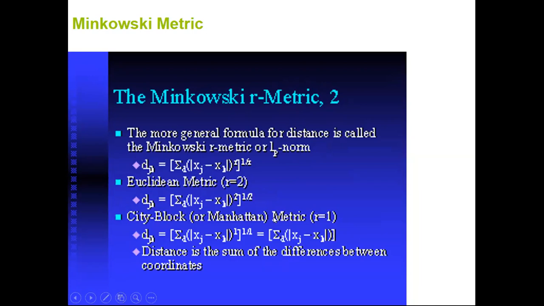Then you have Manhattan. This is very popular in most data science problems. People use this distance, Manhattan. It is also called the city block distance. So that is the Manhattan distance. The distance is the sum of the differences between the coordinates. That's what I have.